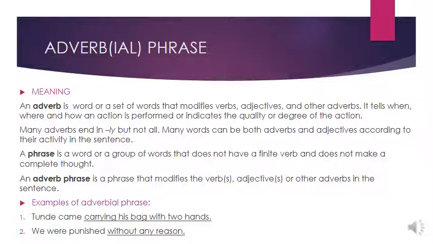An adverb is a word or a set of words that modifies verbs, adjectives, and other adverbs. It tells when, where, and how an action is performed or indicates the quality or degree of the action. When an adverb appears in a sentence, it is pointing to a verb, to an action. So it tells us more about the actions, about what is happening in that sentence.